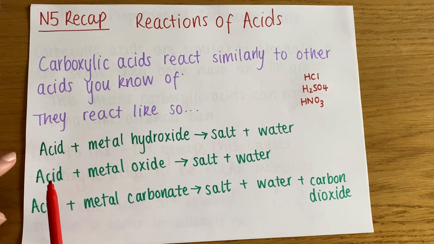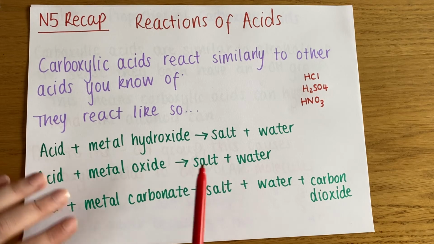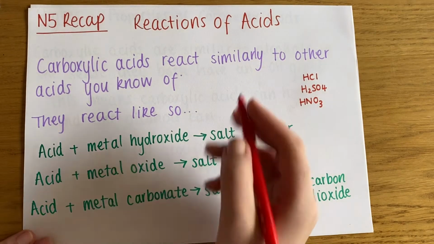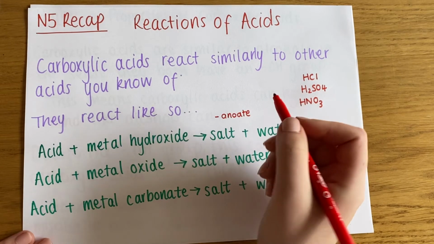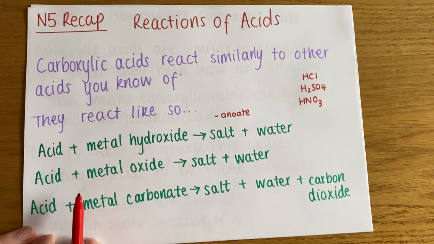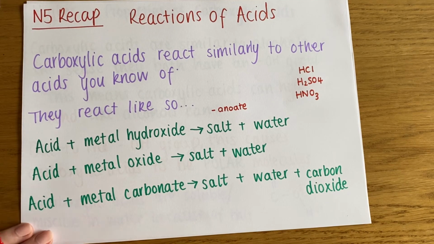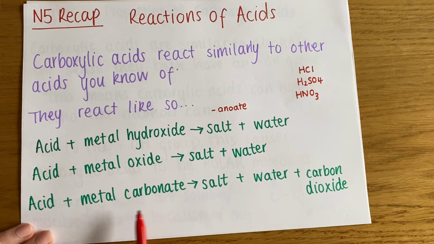Okay, so they react the same, so acid and metal hydroxide, you get salt and water. Remember, your salt, if you're reacting a carboxylic acid, has an anoate ending. So for example, if you react ethanoic acid, you get ethanoate. If you react propanoic acid, you get propanoate, octanoic acid, octanoate, and so on. Okay, so acid and metal oxide give you salt and water, and acid and metal carbonate give you salt, water, and carbon dioxide.